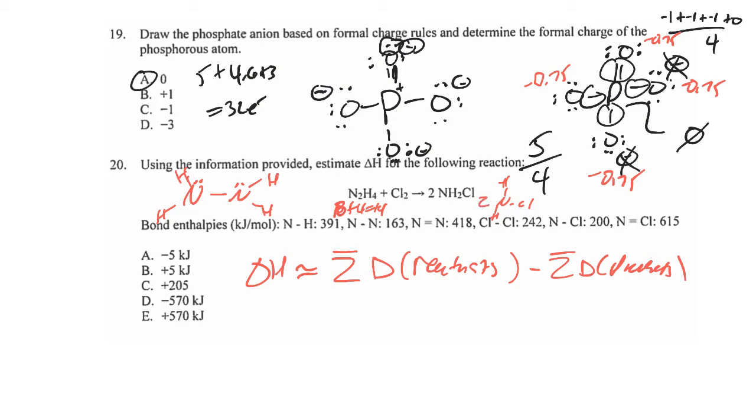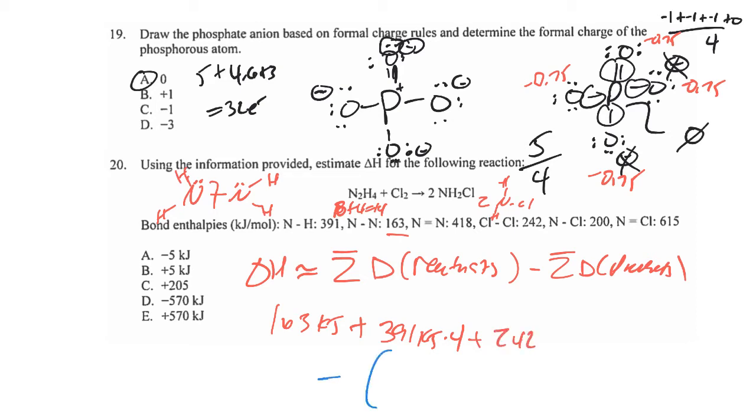We have to take into account we have 2 of these, so we just have to very carefully count our bonds. So we're breaking the bonds of 1 NN bond, so 163 kJ. We're breaking 4 NH bonds, so that's 391. And then we're breaking 1 chlorine bond. That's 242.